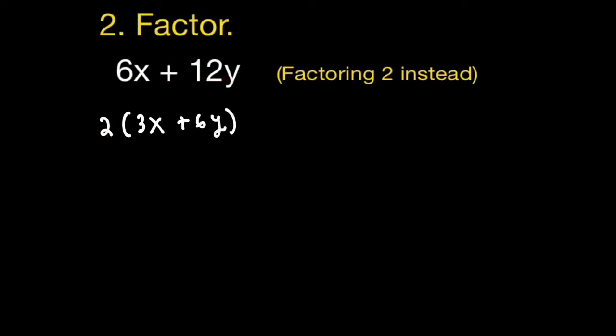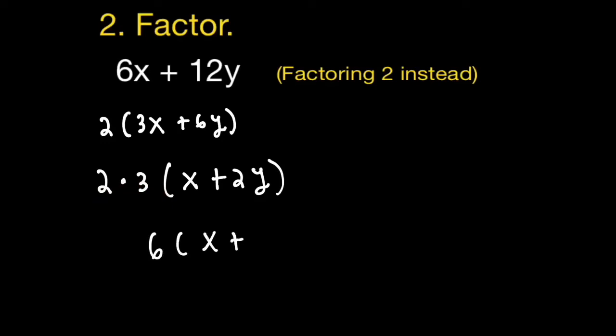Once we reach this point, we should realize that we can factor one more time. The 3 and the 6, we can divide both of them by a 3. So let's go ahead and factor out a 3 as well. And now 3x divided by 3 gives us a 1x. And then a positive 6y divided by 3 gives us a positive 2y. And the factors that are outside of the parentheses multiply together, giving us a 6. And you can see that we get the same result.